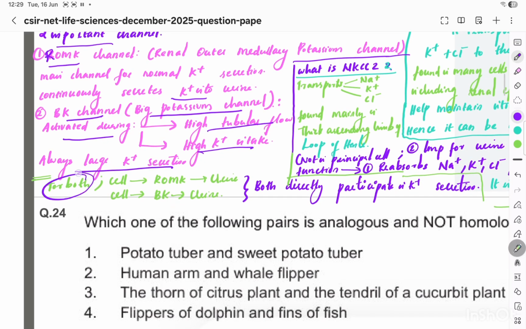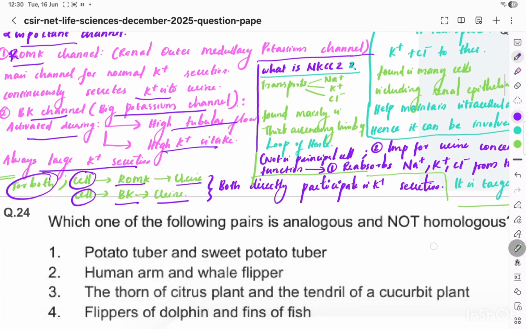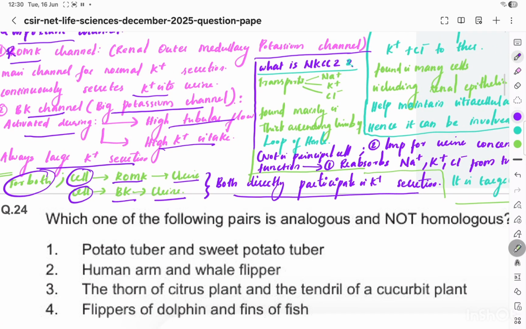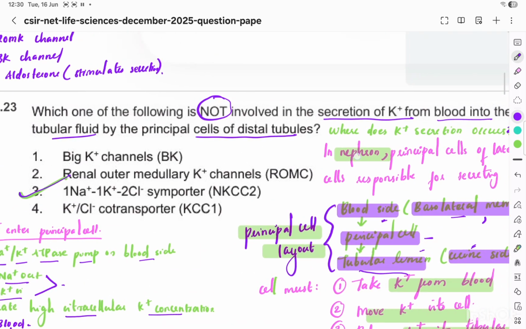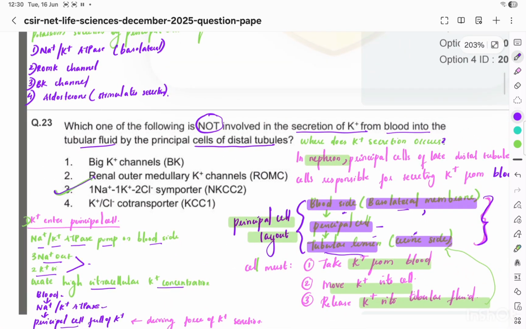Okay, for the ROMK channel, what happens is that potassium goes from the cell through the ROMK channel to the urine. If the BK channel is activated, then it goes from the cell through the BK channel to the urine. Both directly participate in K plus secretion. So when we move to the question, which is asking which is not involved in the secretion of potassium ion from blood into tubular fluid by the principal cell of the distal tubule, we could eliminate the big K plus channel, BK channel, and the ROMK channel because they participate directly.